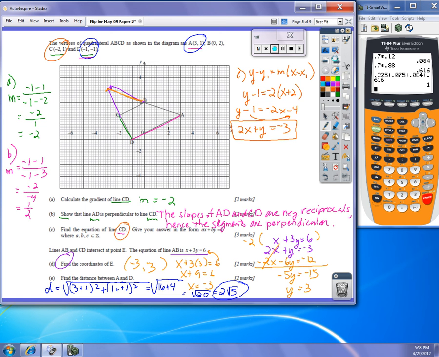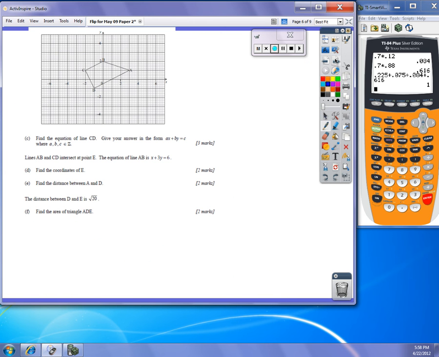There's one more part of this question, part F. So I've got that over here. Find the area of triangle ADE. So AD, and E was at negative 3, 3, so let's just mark that. 1, 2, 3, 1, 2, 3, ADE. So this is the triangle that they're talking about.